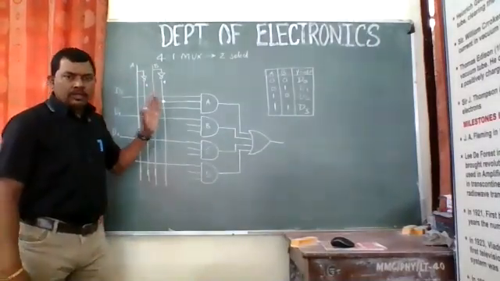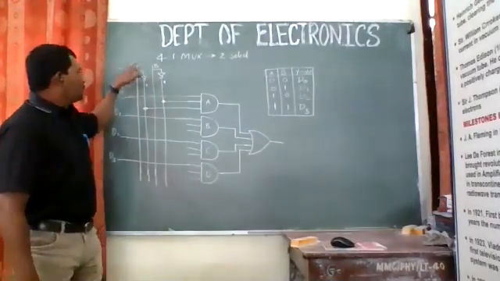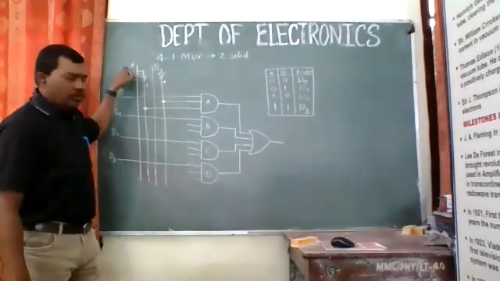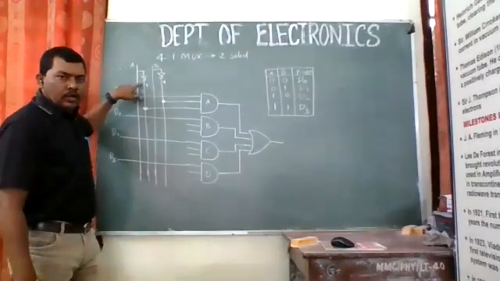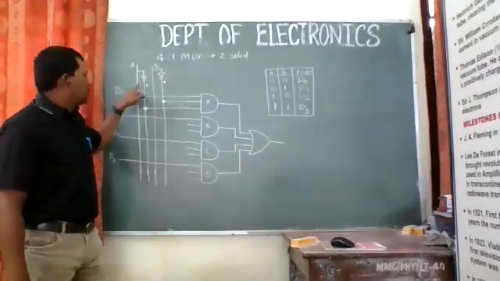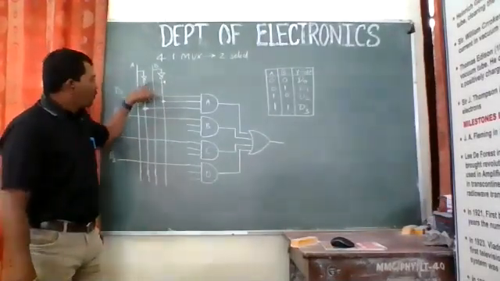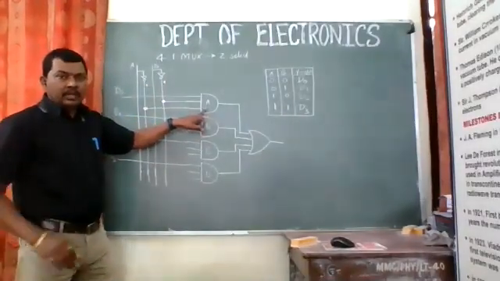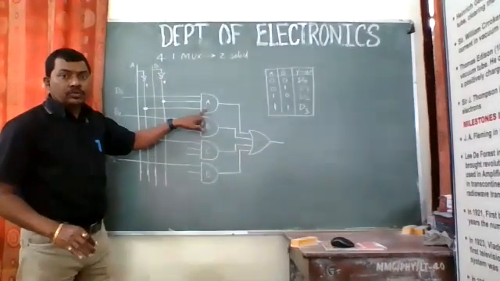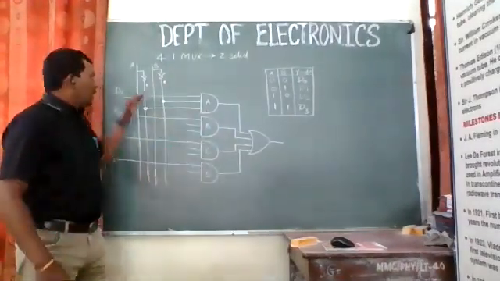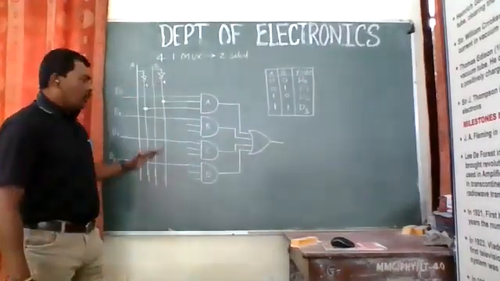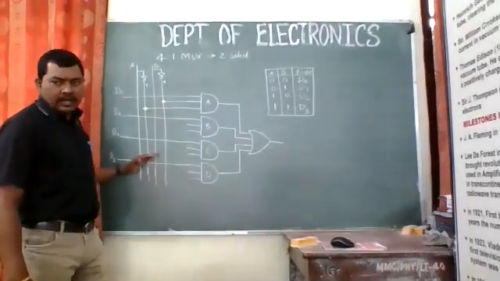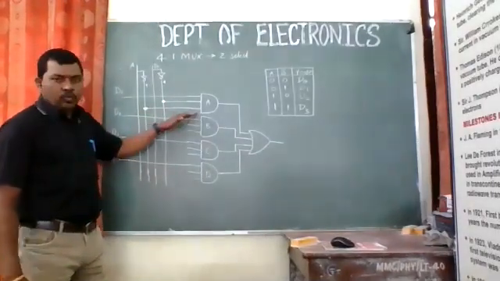Now just imagine what happens when both A and B are 0. Then the inverted outputs of A and B are supposed to be 1 and 1. So if both of these are 1, then this gate is going to be enabled. Enabled means this gate is going to give you the output. Since we have not connected the other gates right now, they are not going to work.